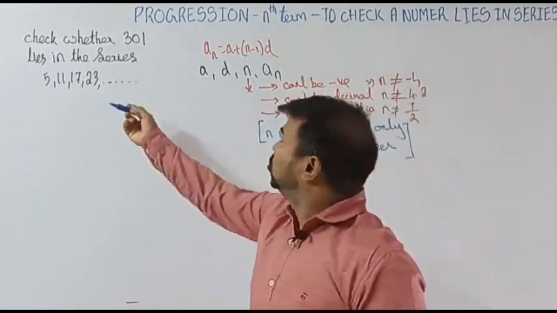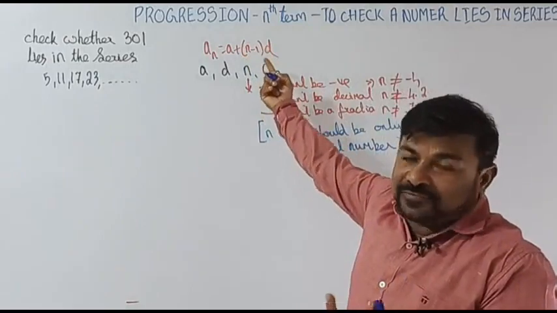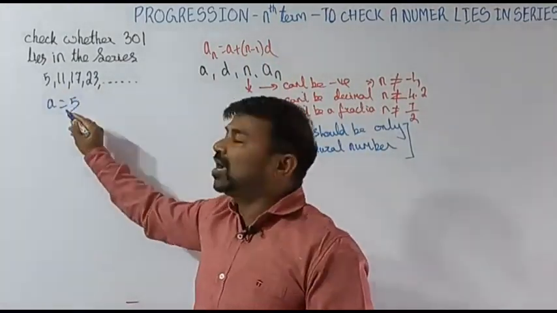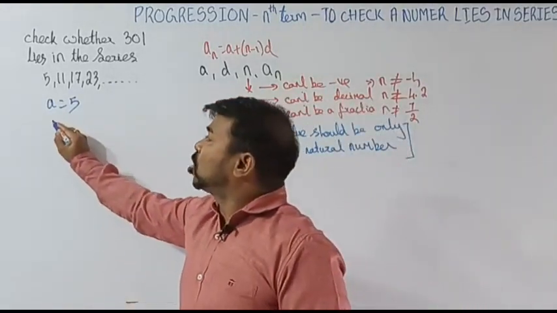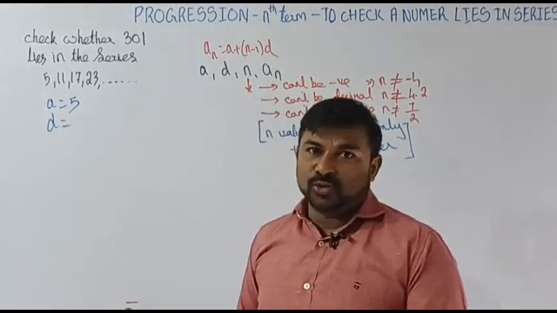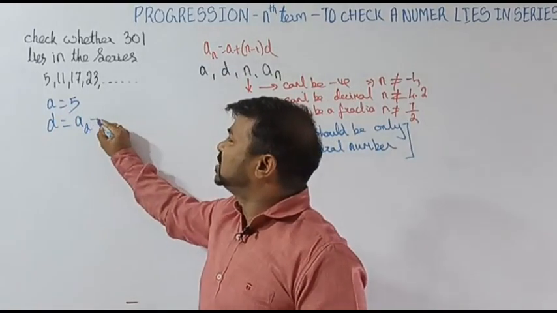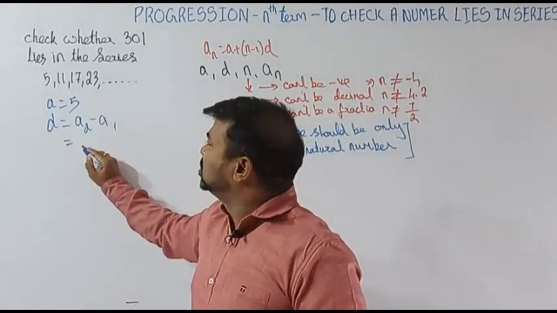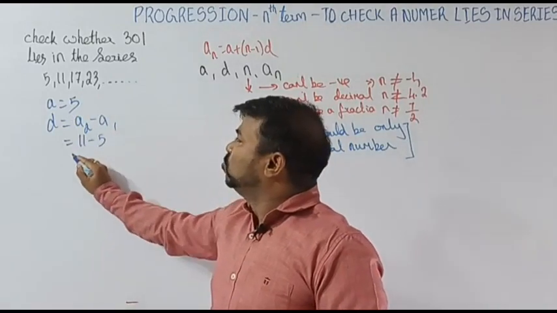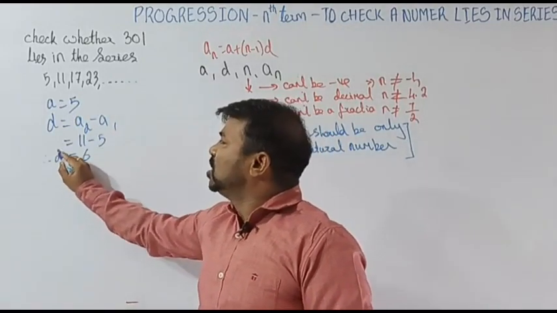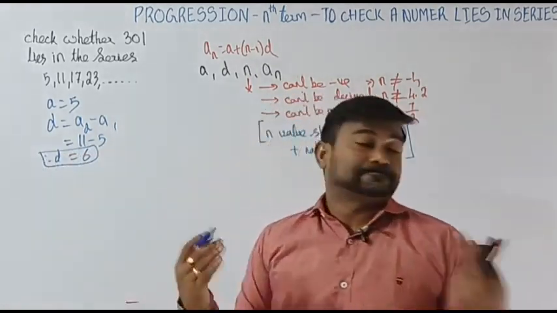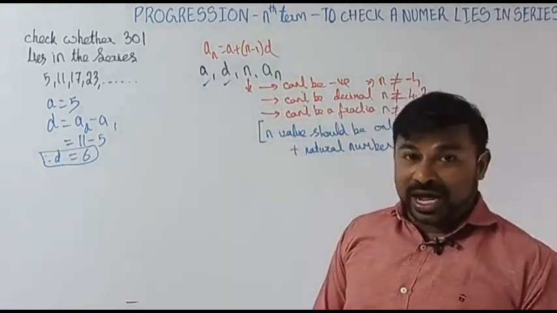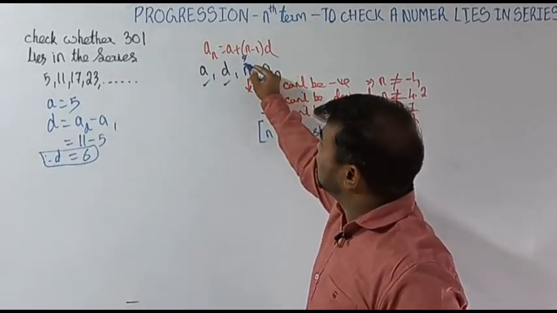So let us check it out. We are using the nth term formula. What's a here? A equals the first term, 5. Now the common difference d is a2 minus a1, second term minus first term, which equals 11 minus 5, which equals 6. Therefore, d is 6. We are ready with a and d. N is the question.